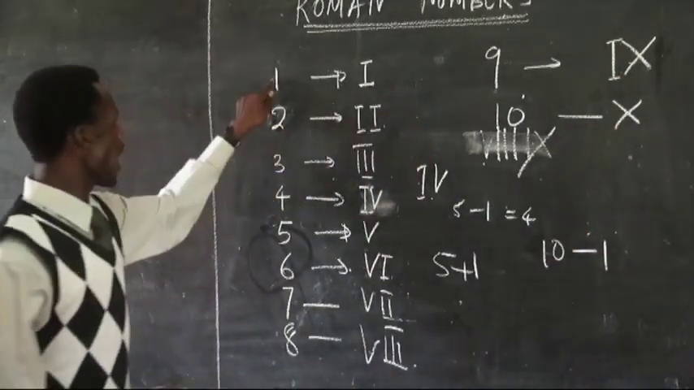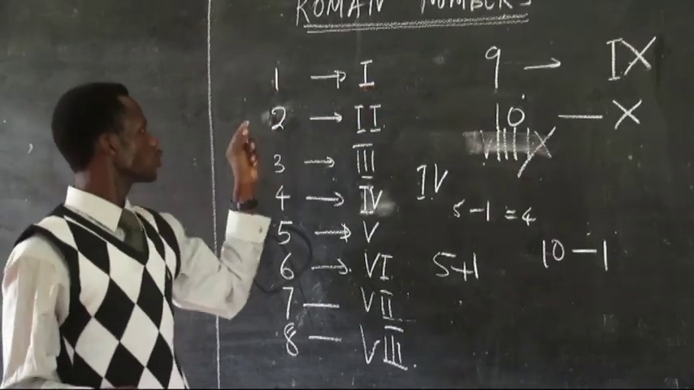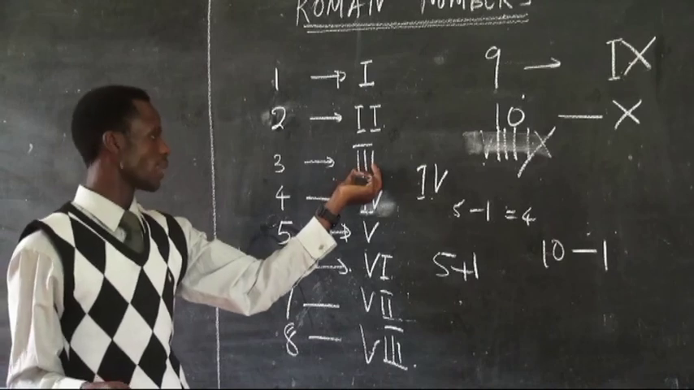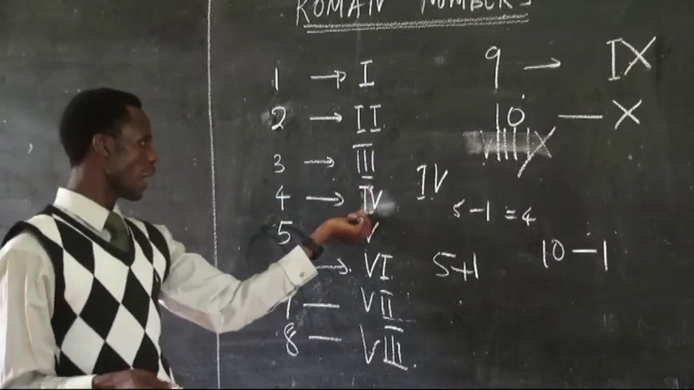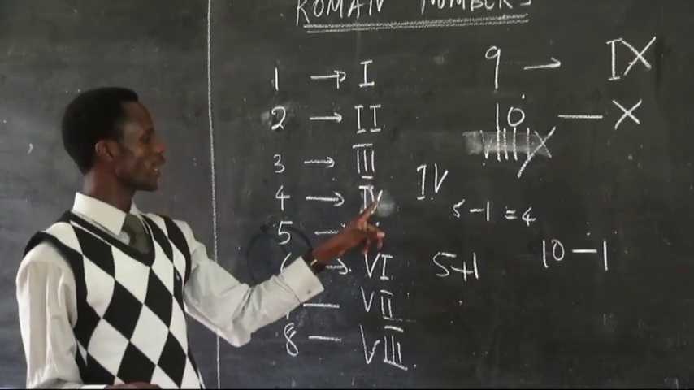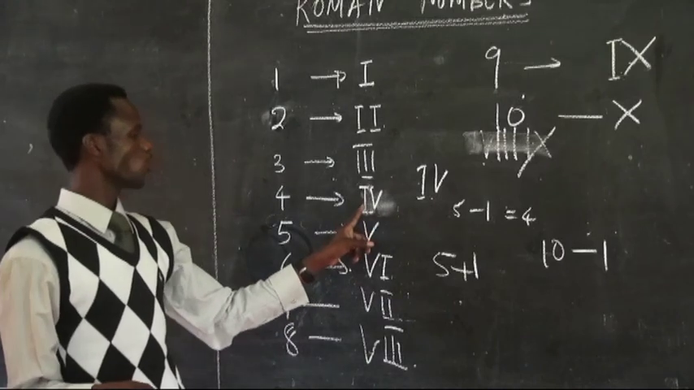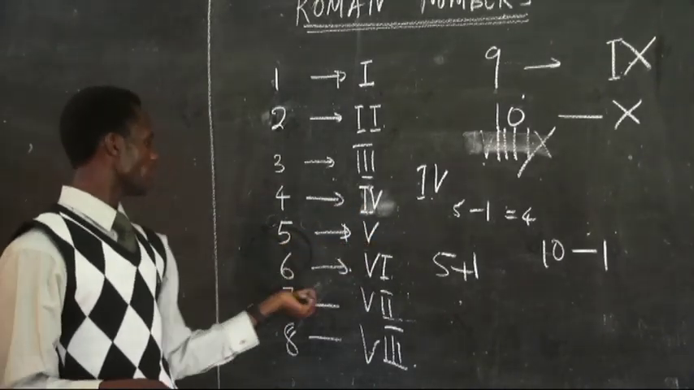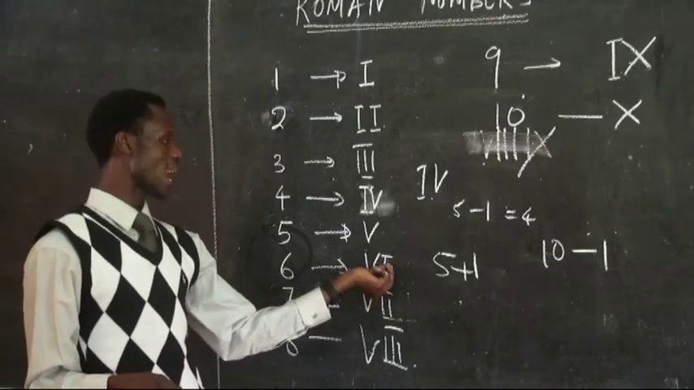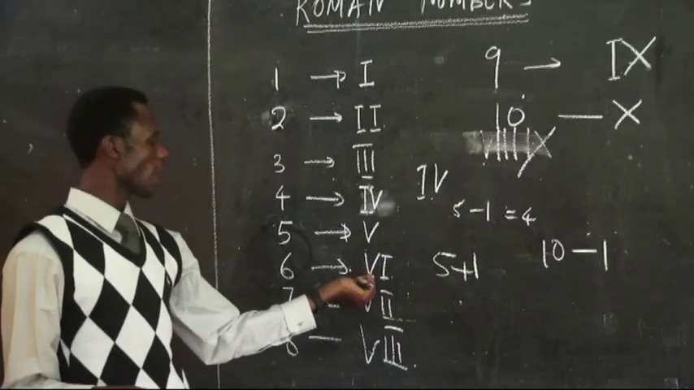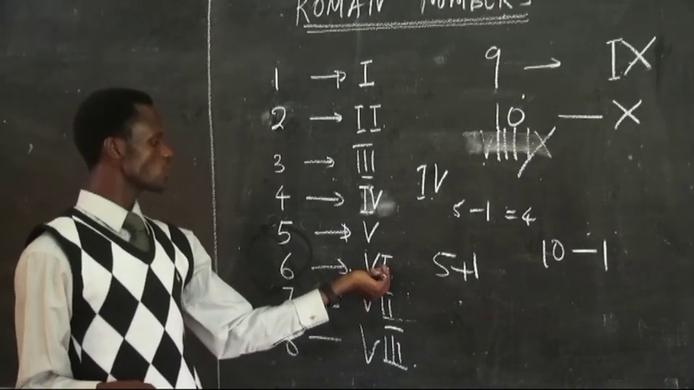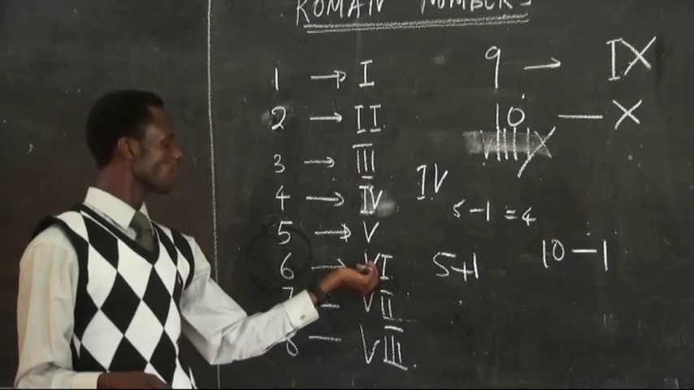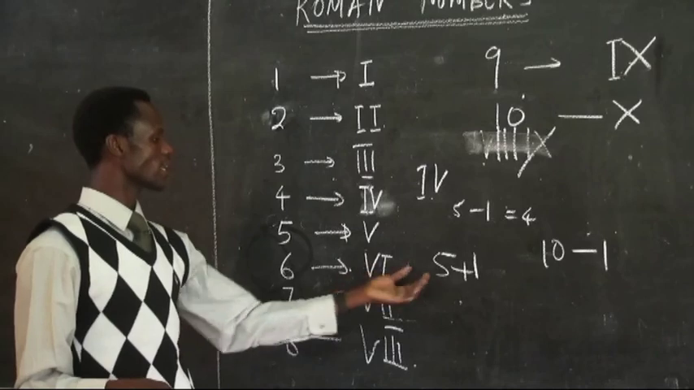So 1 is represented by I, 2 is represented by double I, 3 is represented by triple I, and 4 is represented by IV. That is to say, you have taken 5 minus 1 to get 4. And then 5 is represented by V, and 6 is represented by VI. That is to say, you have taken 5 plus 1. Because you have written I after V, I is represented as the addition.